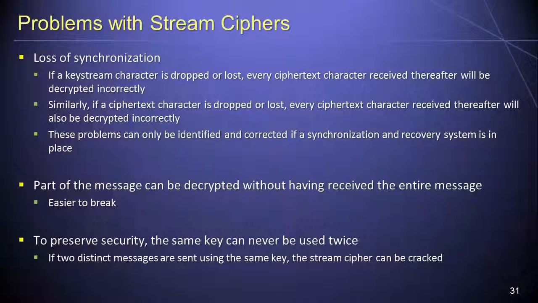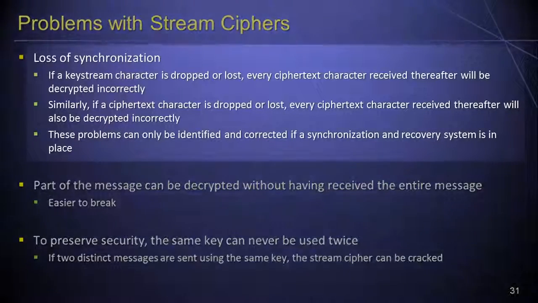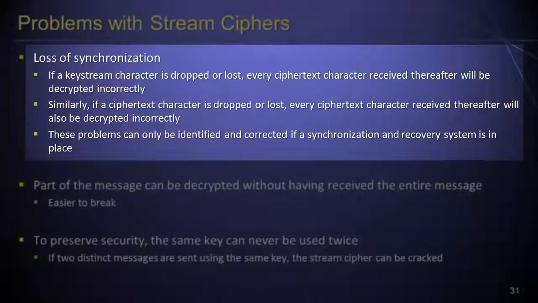There are, however, several important problems associated with stream ciphers. The first of these problems is related to synchronization. If a keystream character is dropped or lost during the encryption process, then every ciphertext character received thereafter will be decrypted incorrectly. Similarly, if a ciphertext character is dropped or lost while in transit to the receiver, then every ciphertext character received thereafter will also be decrypted incorrectly. Such problems can only be identified and corrected if a synchronization and recovery system is in place.